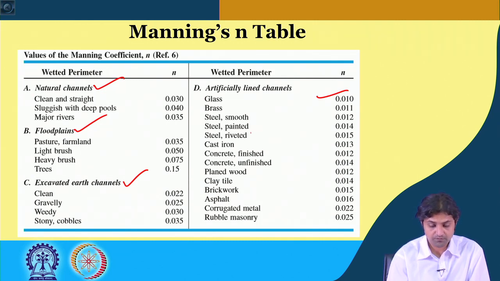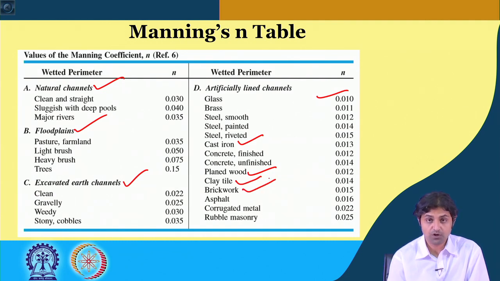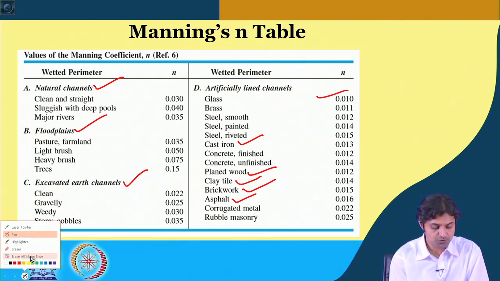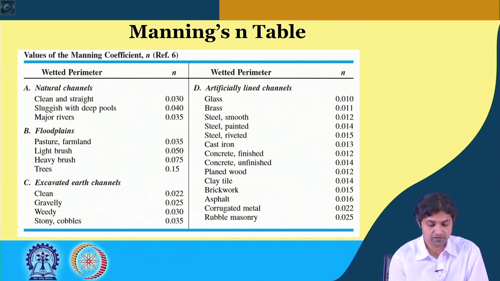So, if there is a cast iron, if there is a wood, for the clay tile it is 0.014, for brickwork. So, what normally you do is, you look at these tables and find out the value of n. Okay. Some for asphalt lining is 0.016. You do not need to remember those values, but you should have an idea. For example, natural channels is around 0.035, glass is around 0.010, but in majority of the problems you should be given, if you are not asked to find out the roughness, you should be given what the Manning's parameter n is inside the question itself.